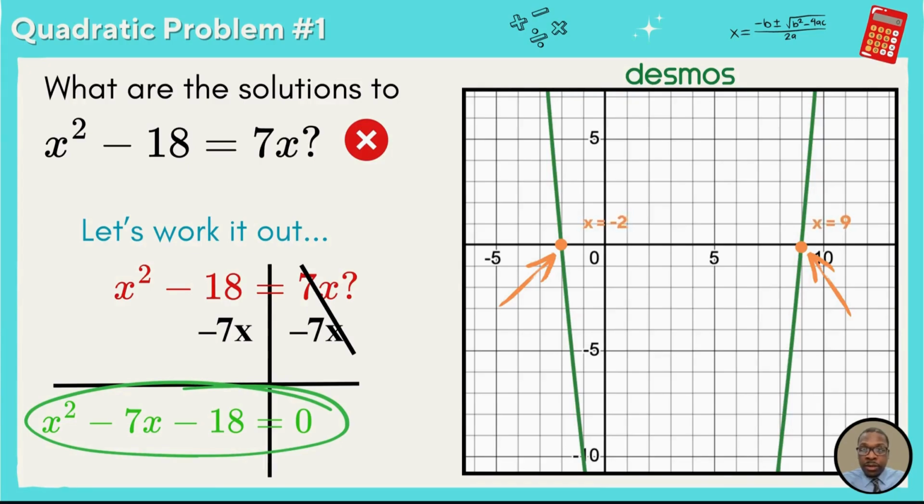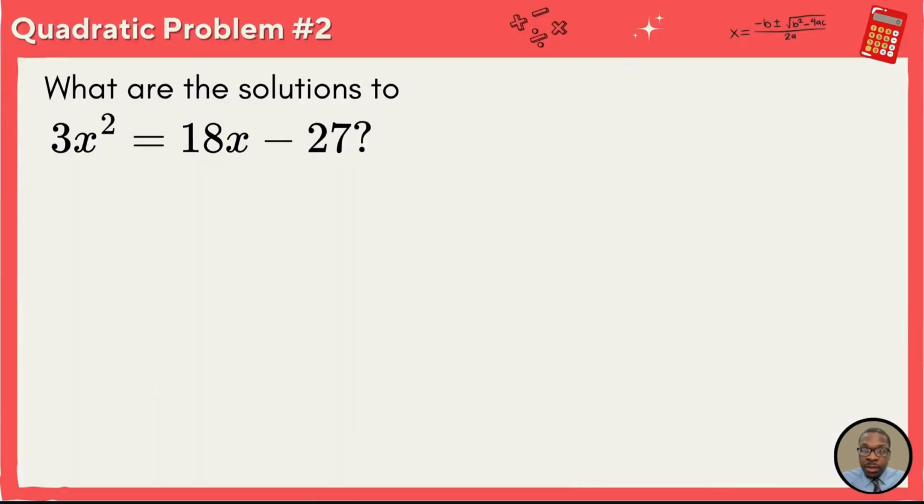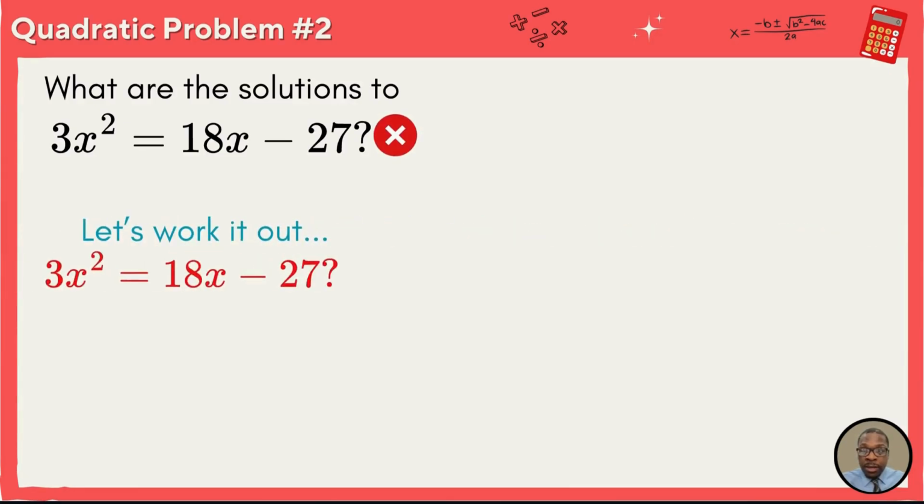Okay, let's see if we can do another problem. What are the solutions to 3x squared equals 18x minus 27? Again, that's not equal to 0, so we need to work it out and see if we can move some things around. Again, it does not matter which side equals 0, as long as one side equals 0. So it will be easier to move 3x squared to the other side by subtraction.